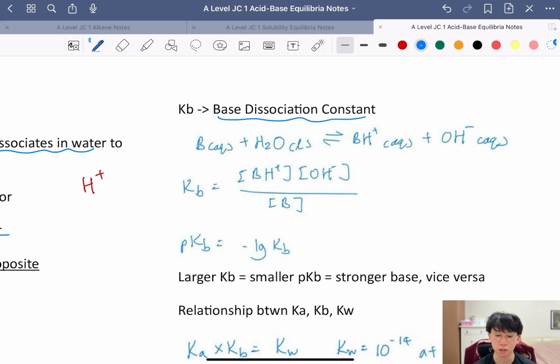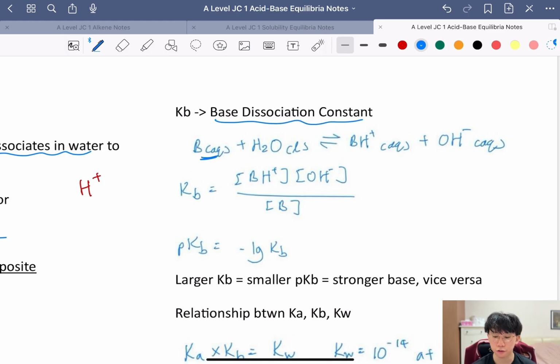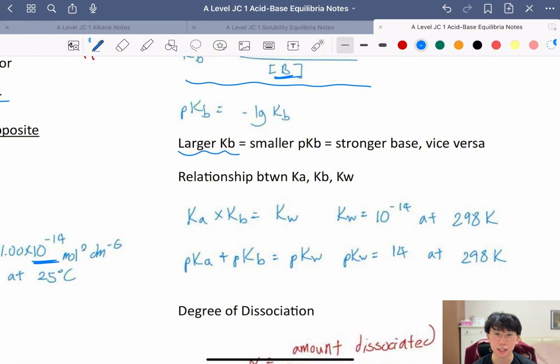Similarly, you can also have Kb, which is the base dissociation constant. So let's say you have a base called B that dissociates to give OH- and BH+, for example. And because of this, you can form your Kb equation, where BH+ times OH-, which are the products, over B. And you can also have pKb come out from this equation as well, just by taking negative log Kb. Now, the larger the Kb is, the smaller the pKb is, and therefore you have a stronger base. So very similar to Ka, but just the opposite.